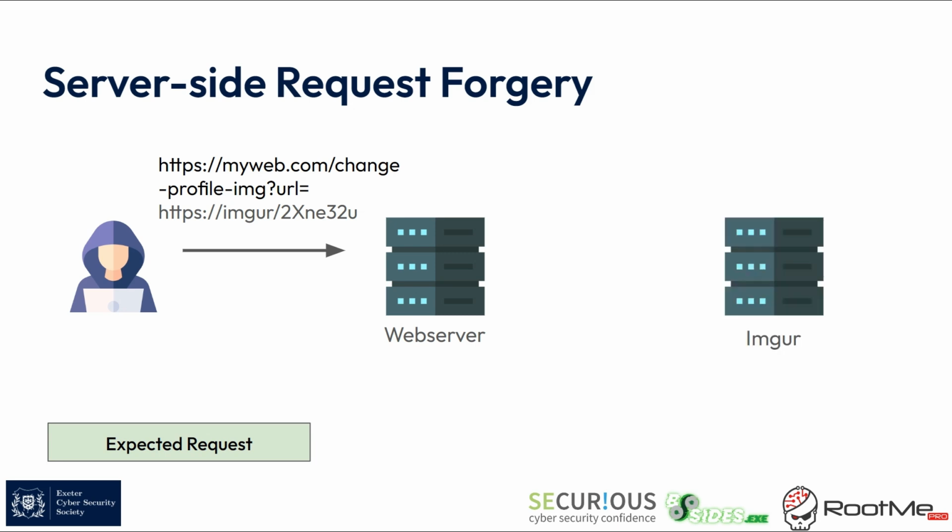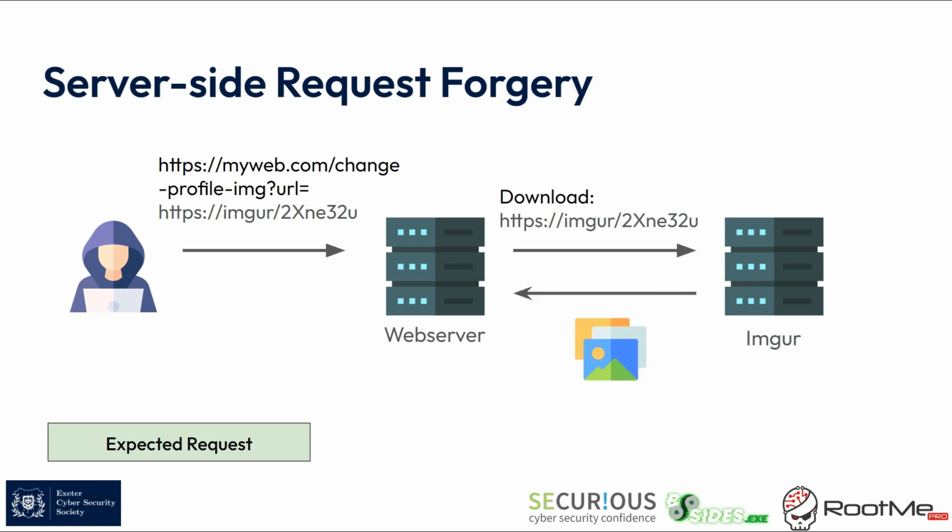The web server goes to, for example, Imgur. It says, right, you want to change your profile image to that, so I'm going to request it. It does a GET request on this URL. Imgur returns an image to the web server, and then the web server changes your profile image. So it returns that information to you. Essentially, that's the template of how the attack is going to be executed.